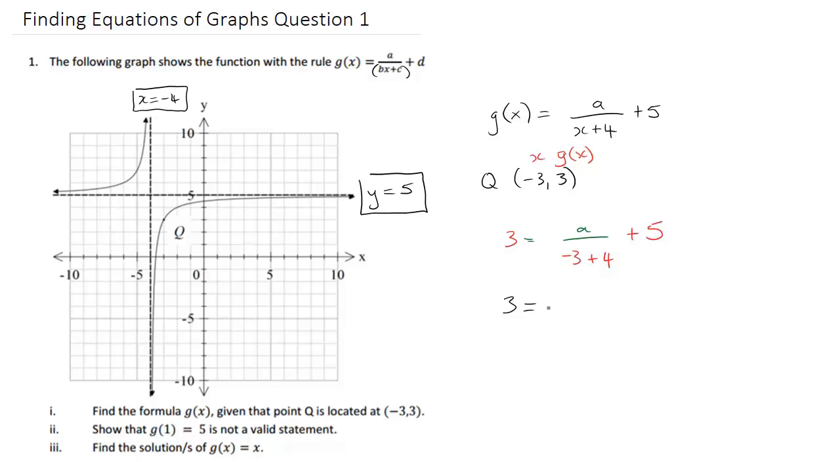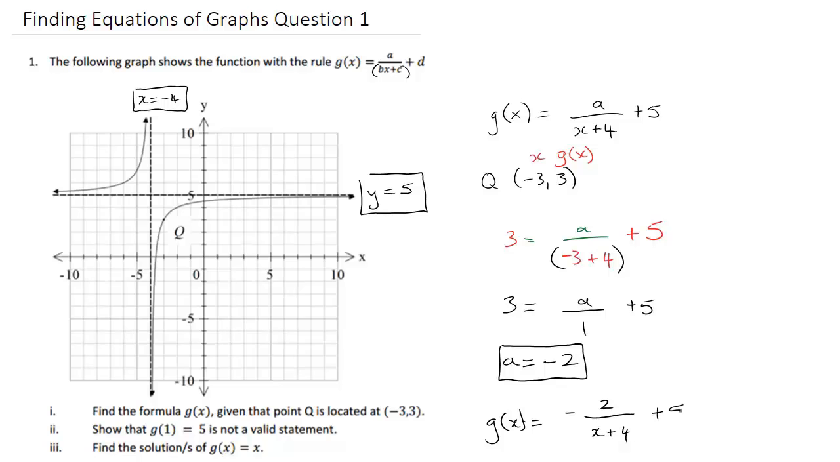So we've got 3 equals a over, the denominator is 1, plus 5. So a is actually -2. When we take this 5 over to the other side, it becomes -2. So therefore, our equation g(x) is equal to -2 over x plus 4, plus 5. And you can put that -2 at the top there, or you can put it on the side here. So that's our formula of g(x).